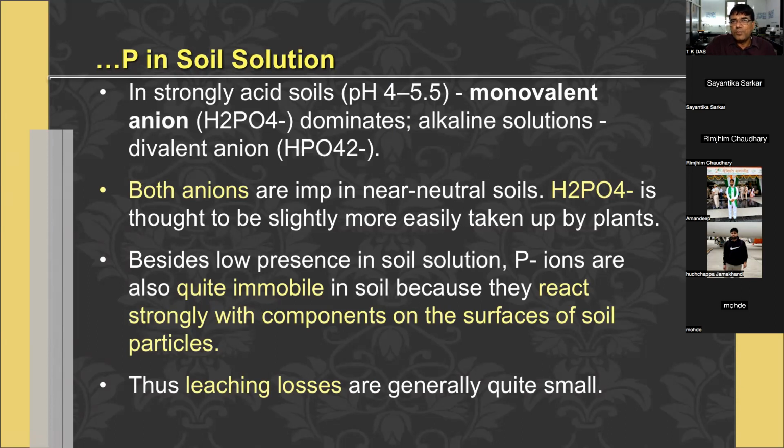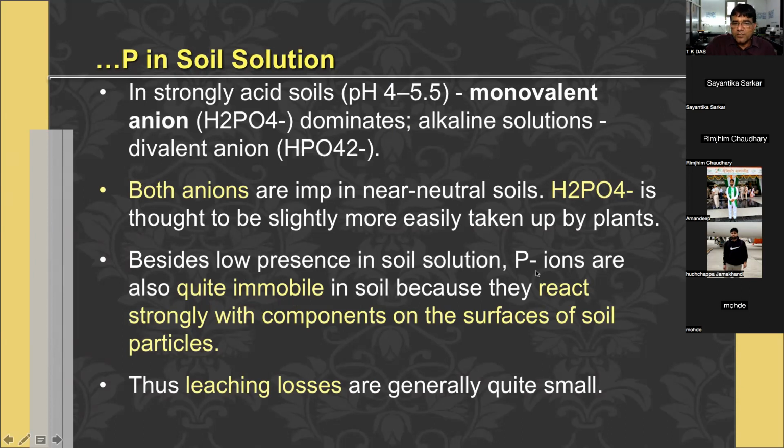But the plant will prefer, at any pH, H2PO4 if it is available. The plant will first try to take up H2PO4. If it is exhausted, then the plant will take HPO4. So both anions are important in near neutral soils. H2PO4 is thought to be slightly more easily taken up by plants.